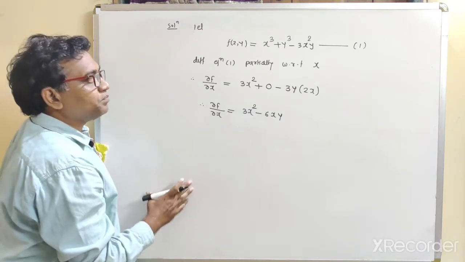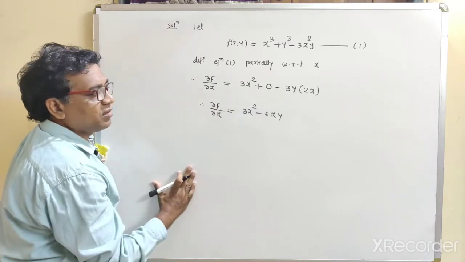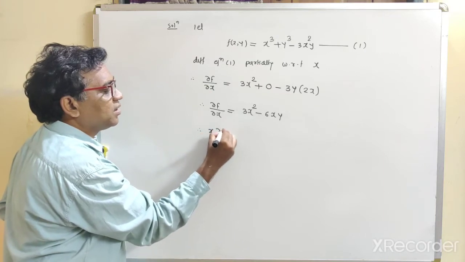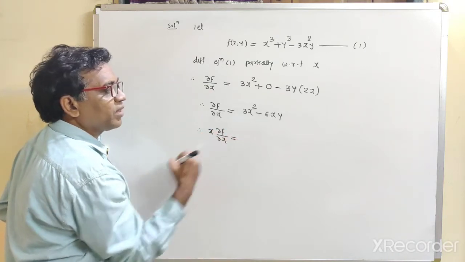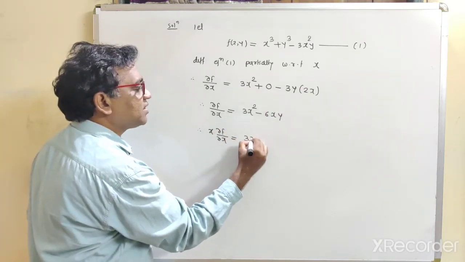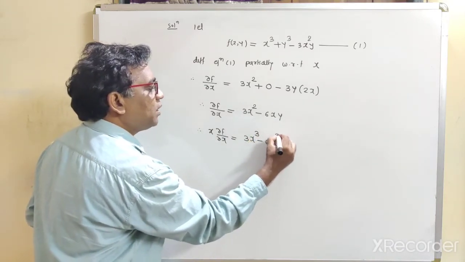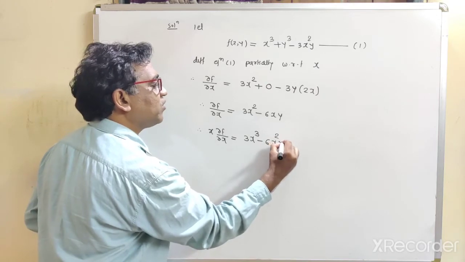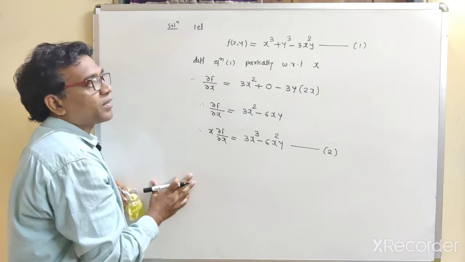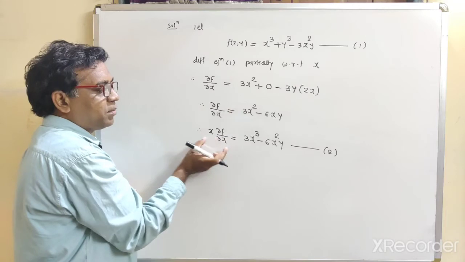So see what is this step? Differentiation of equation 1 partially with respect to x. Now multiplying both sides by x, we get x into del f by del x. Multiplying the right hand side by x, 3 multiplied by x gives 3x cube, minus 6 multiplied by x gives x square into y. This is, suppose, equation number 2. So this is our first step: differentiating equation 1 partially with respect to x and multiplying by x.